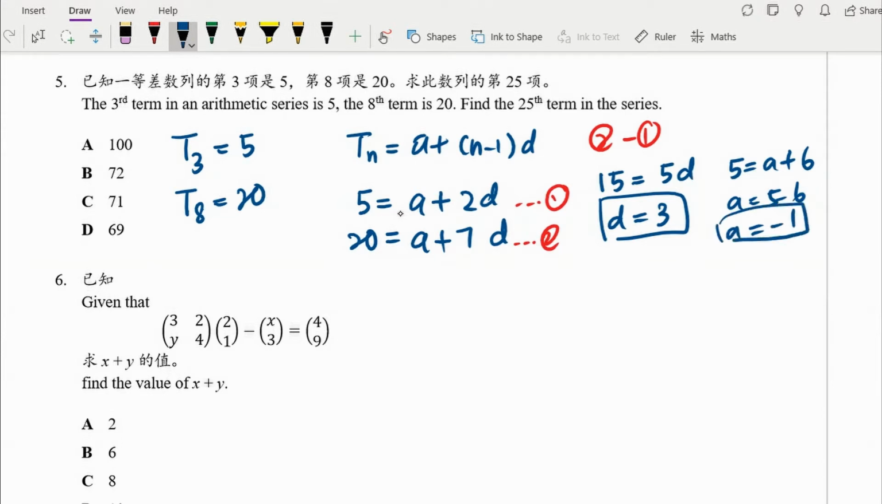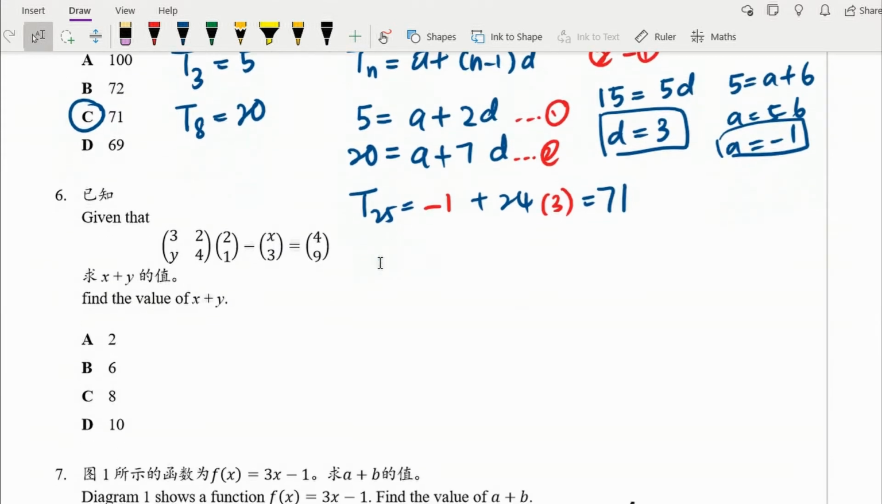Okay, and now you just need to find your T25, which you sub your A and D into the formula. T25 equals A is negative 1, plus 25 minus 1 is 24, times your D is 3. Then if you are not sure, you can just use a calculator, and this one I think should be 72 minus 1, which is 71.